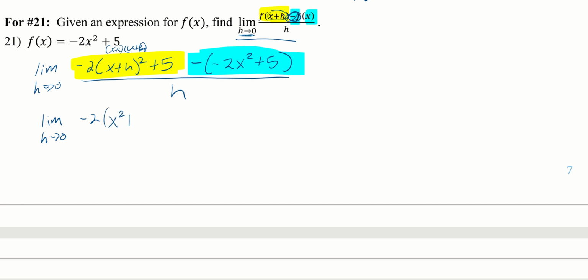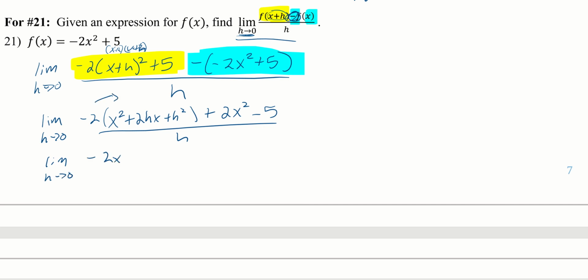but this should come out to be x squared plus 2hx plus h squared. Whenever I have a bunch of variables, as much as I can, I try to put them in alphabetical order. As long as you put everybody in alphabetical order, it's a lot easier to compare and contrast everyone. Then we have 2 plus 2x squared minus 5, still all over h. Now I'm going to do one more step and distribute that -2 into everyone. So I have -2x squared minus 4hx minus 2h squared, and then I didn't do anything here.